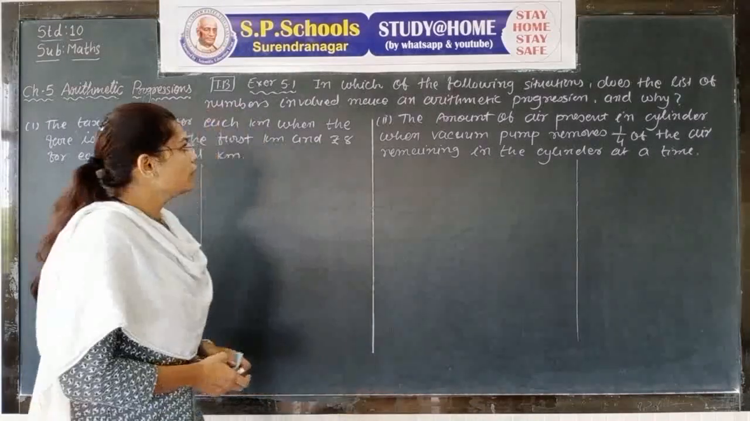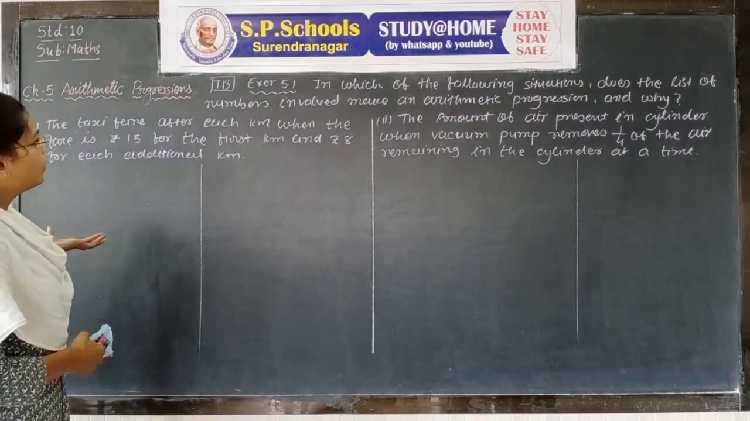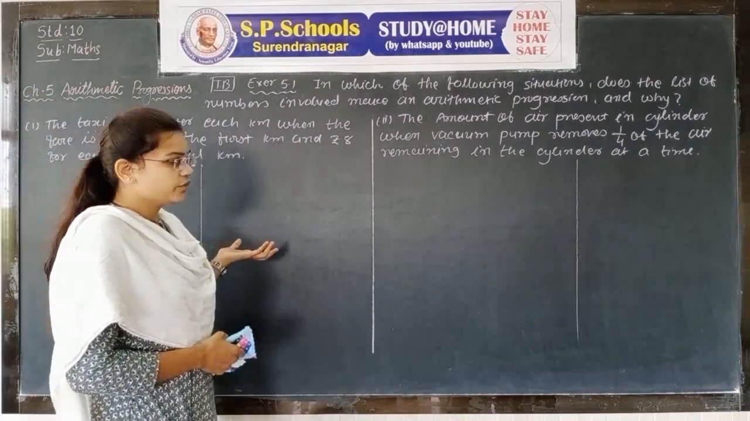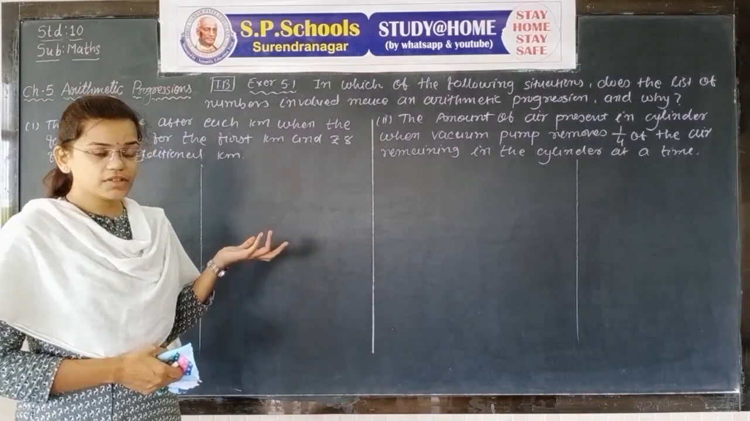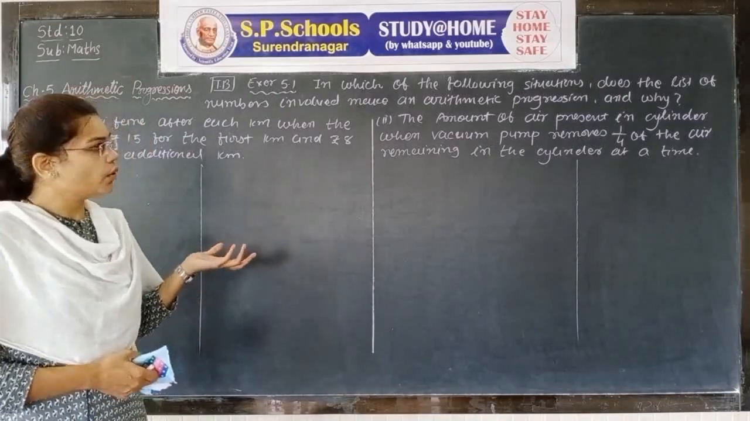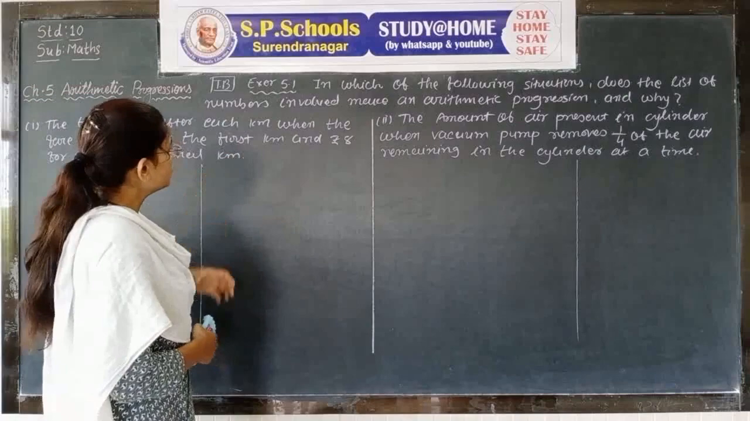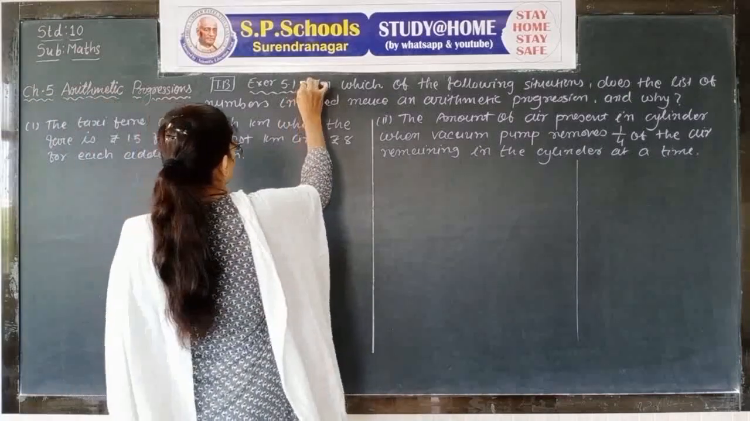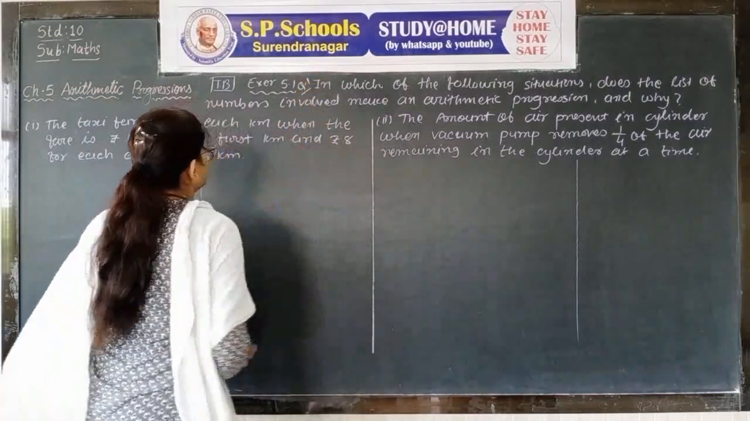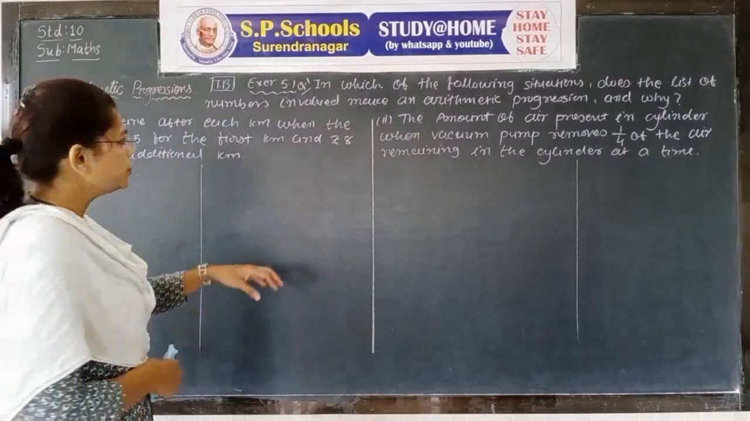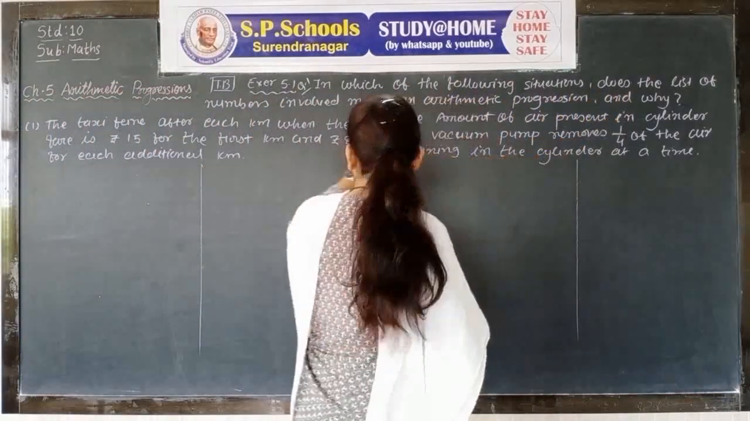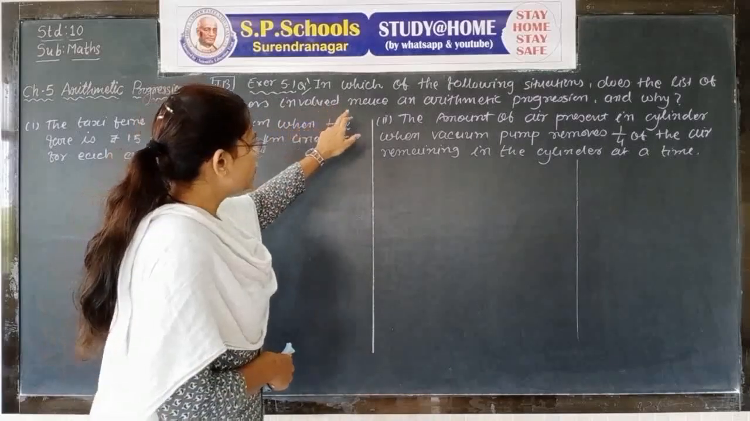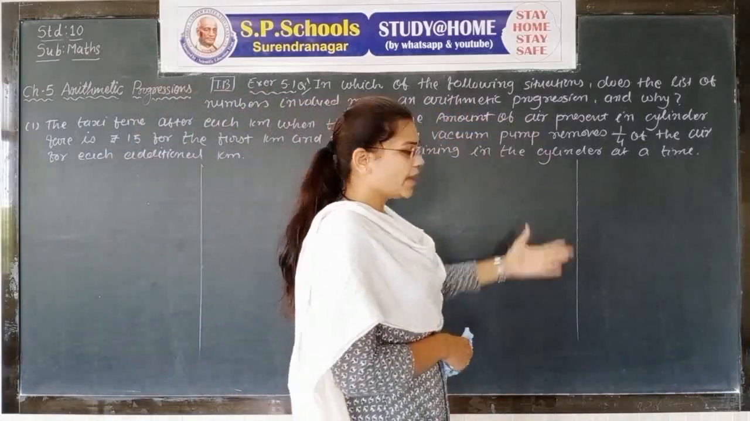Here the condition is given in the form of words. First of all we make a list of numbers, then we check if it is AP or not. See what the question says. It is the first question from exercise 5.1 from our textbook. In which of the following situations does the list of numbers involved make an arithmetic progression, and why?